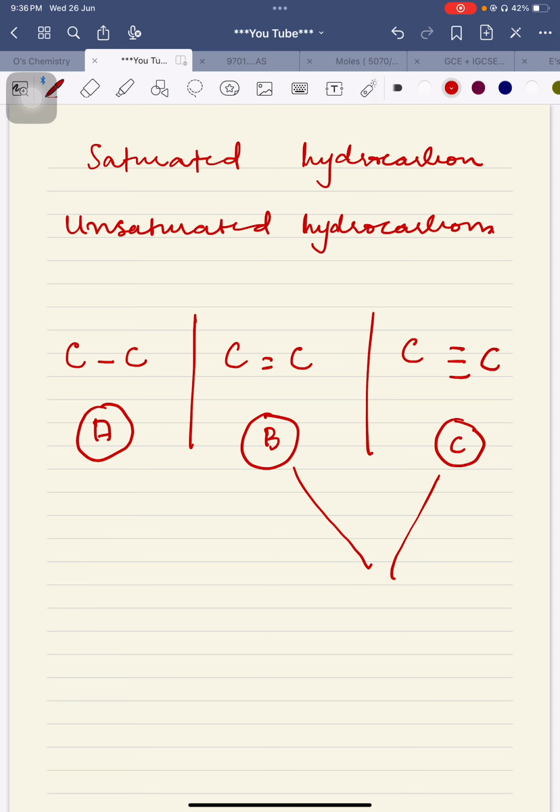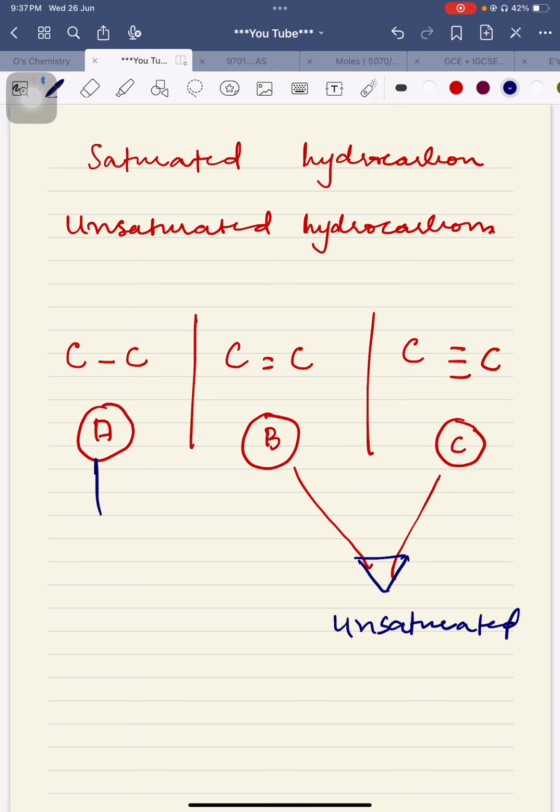So here I am writing very clearly: both of these are unsaturated, whereas A is considered a saturated hydrocarbon. Okay, so only those compounds which have carbon-carbon single covalent bonds are considered saturated hydrocarbons.